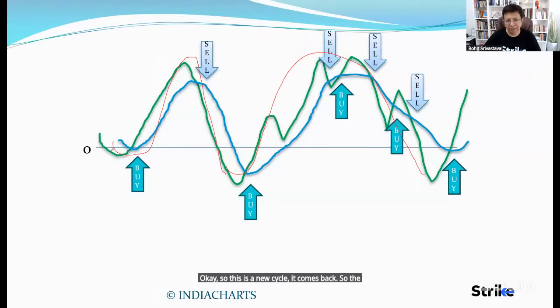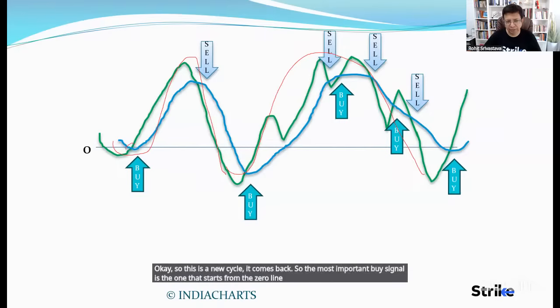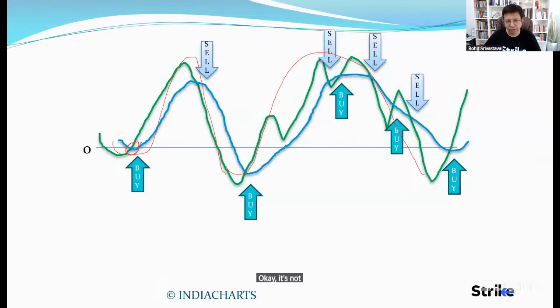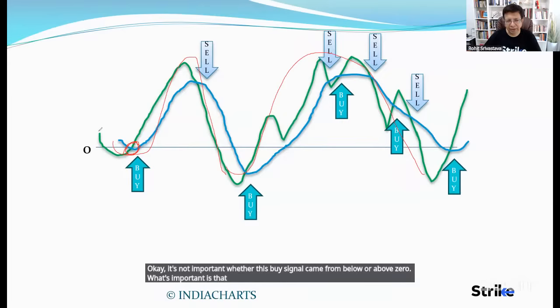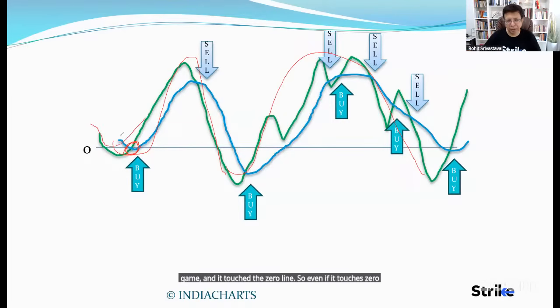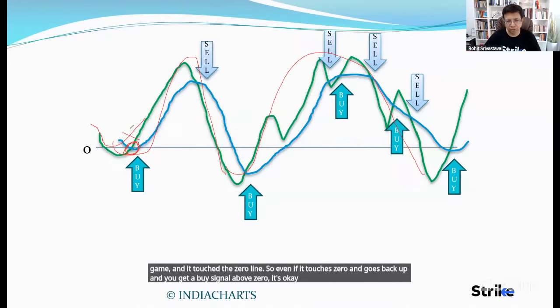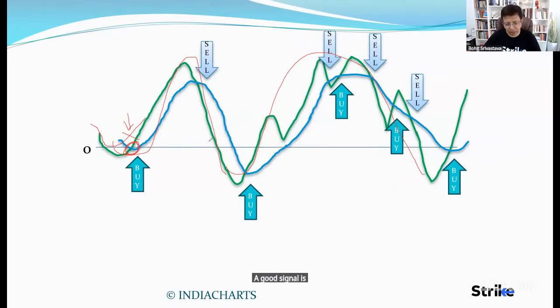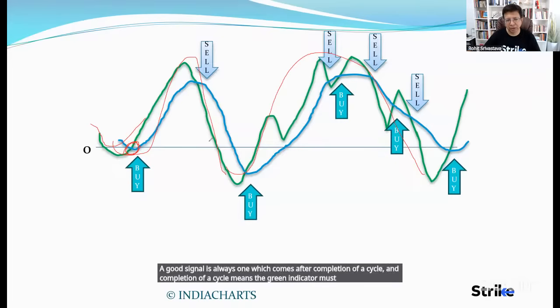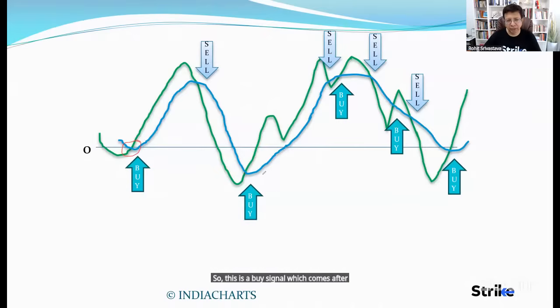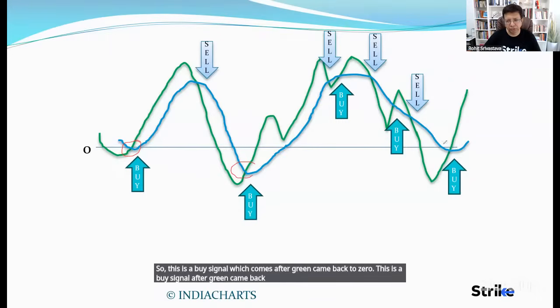So the most important buy signal is the one that starts from the zero line. So that means somewhere here. It's not important whether this buy signal came from below or above zero. What's important is that the green indicator, the momentum indicator, came and touched the zero line. So even if it touches zero and goes back up and you get a buy signal above zero, it's okay. That's a good signal. A good signal is always one which comes after completion of a cycle. And completion of a cycle means the green indicator must come back to zero before you look at the next buy signal. So this is a buy signal which comes after green came back to zero. This is a buy signal after green came back to zero. This is also a buy signal that came after green came back to zero.